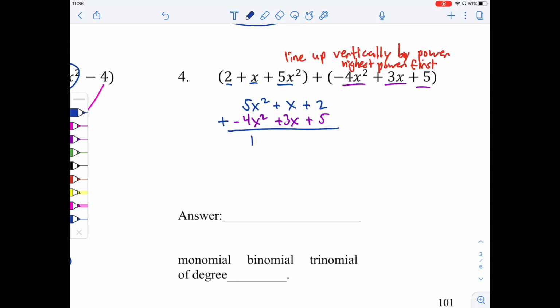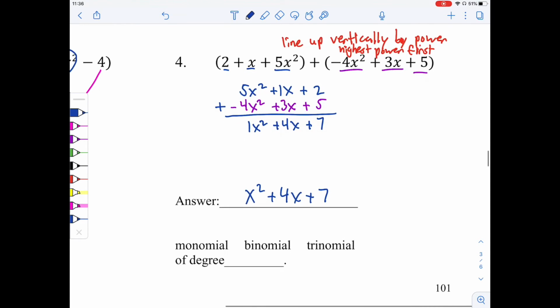So 5 minus 4 is 1, right? So 1x squared. And then 1x plus 3x is 4x. 2 plus 5, 7. Right, simple. You just add numbers now. So our answer is just going to be x squared plus 4x plus 7. And we look at it, it has 3 terms. So it's a trinomial. Highest power is 2. So the degree is 2. That's it.